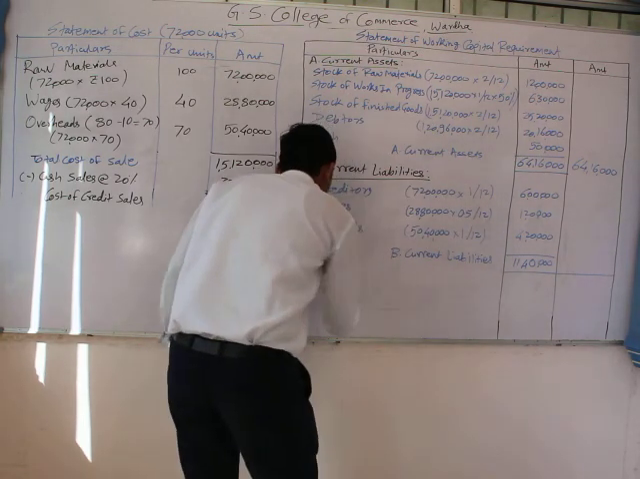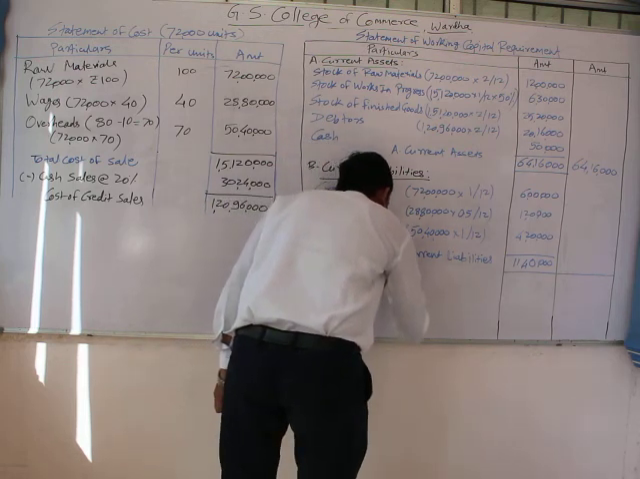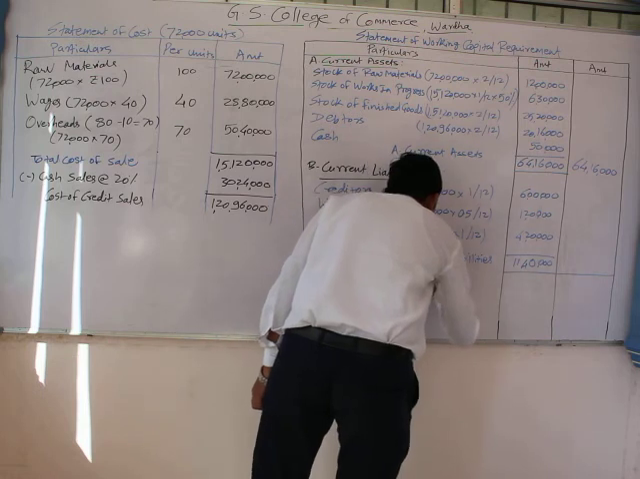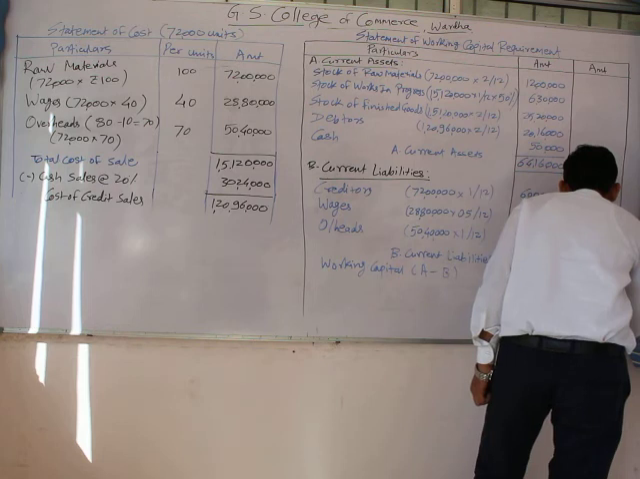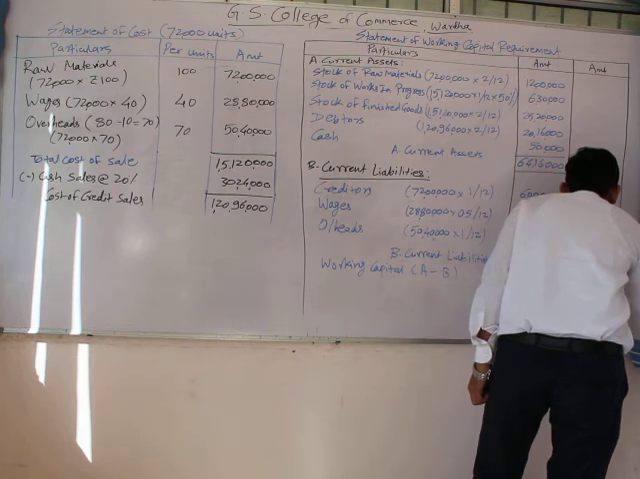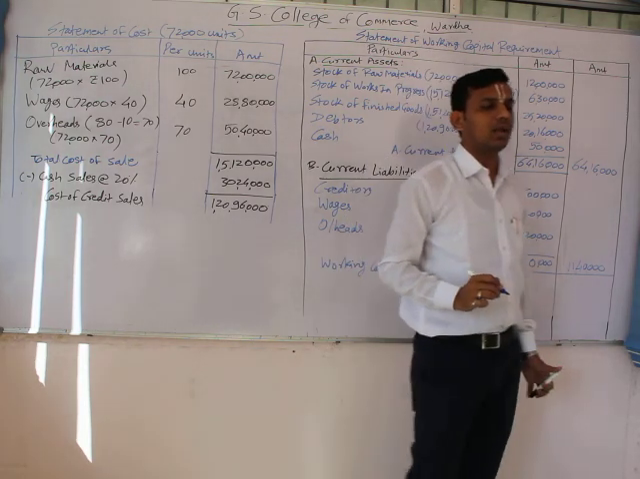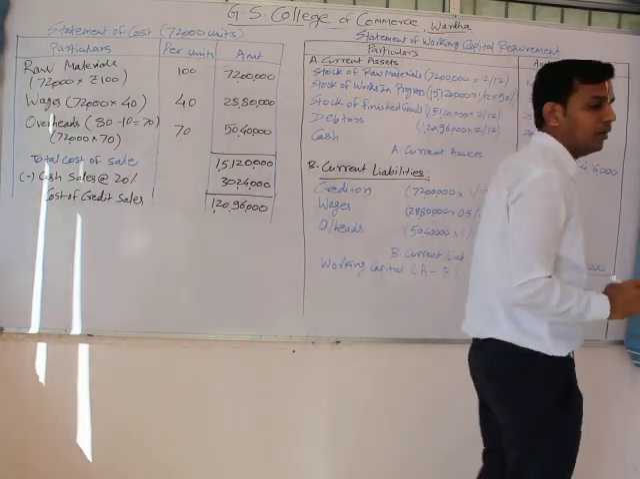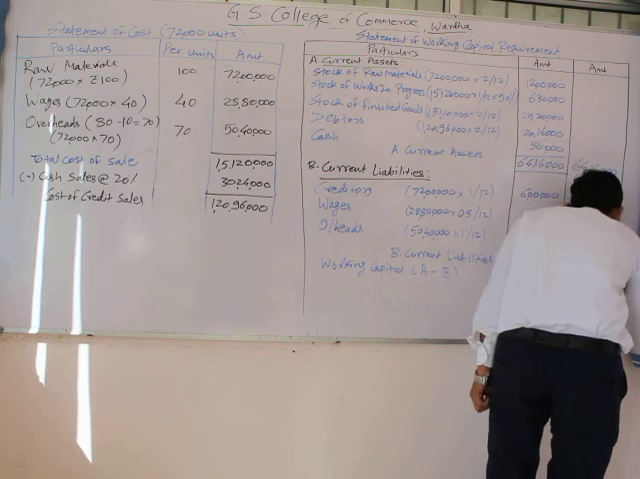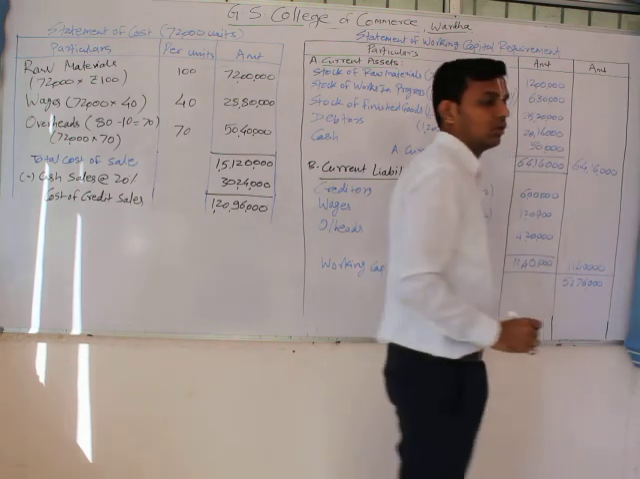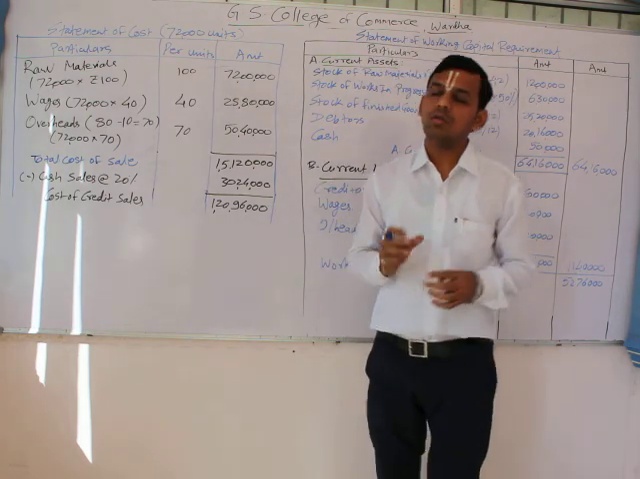Now we have to calculate our working capital, that is A minus B, current assets minus current liabilities. We need to transfer it into the second column, 11,40,000. Therefore 64,16,000 minus 11,40,000 would be 52,76,000. This is the calculation of working capital requirement for Suraj Limited.